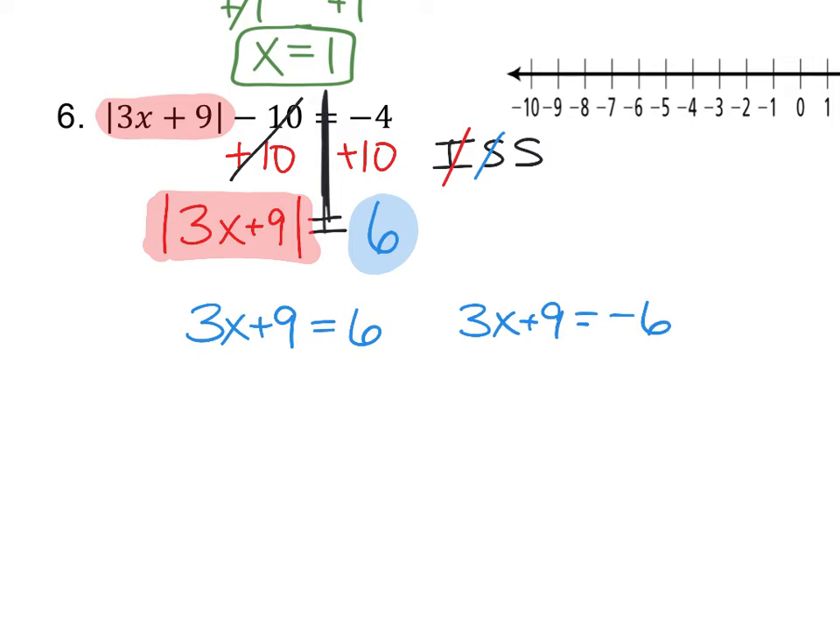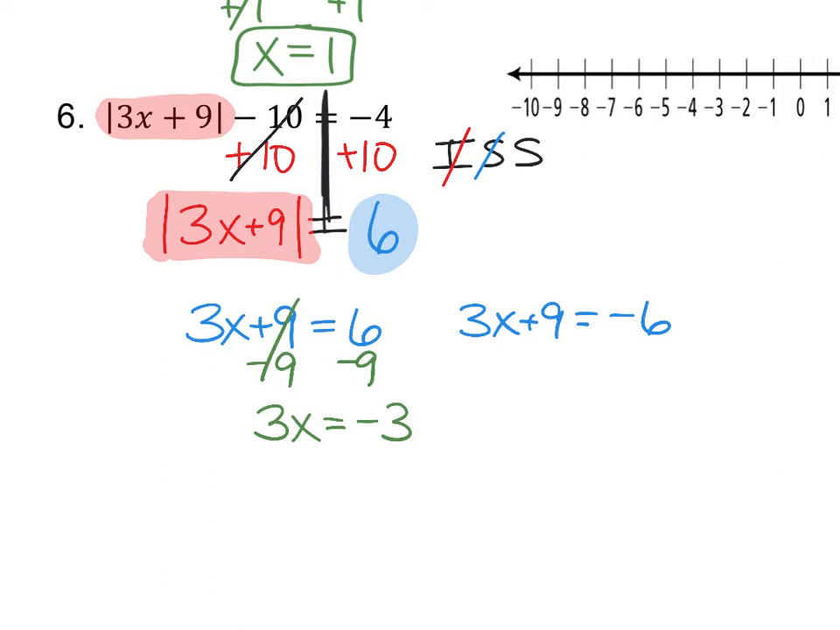Then we solve. Now this solving takes 2 steps, not just 1, but we always start with adding or subtracting. How do I get rid of positive 9? Negative 9. So I'm going to say minus 9 on both sides. The 9s are going to cancel out. If I write down the things that I have left, 3x equal to negative 3.